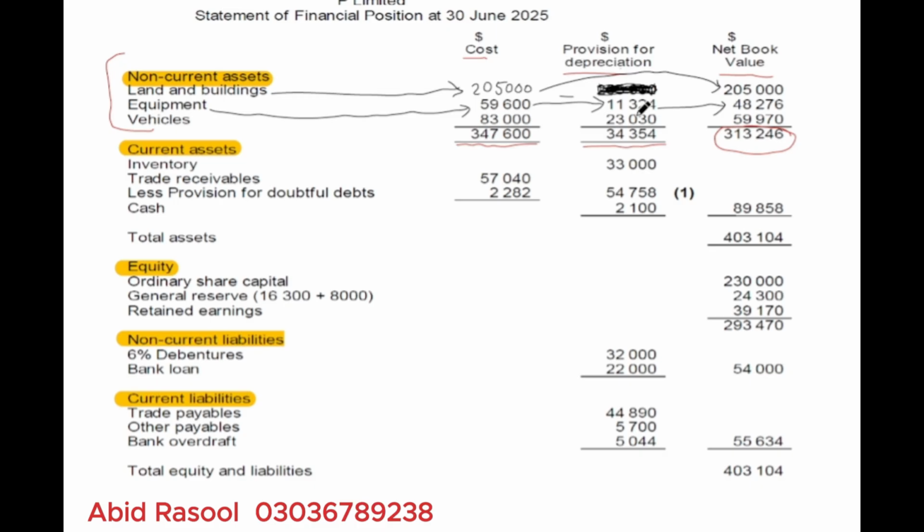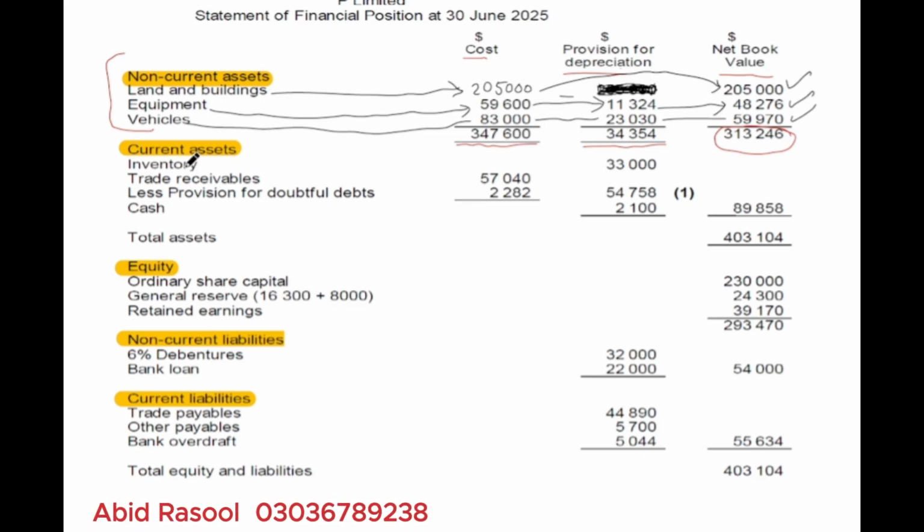It will be subtracted, and we will get its net book value. For the net book value, we have to subtract provision for depreciation or accumulated depreciation from the cost. Okay, and same for the vehicle, 83,000 minus 23,030. Okay, and we will get 59,970. And then we will add up this net book value column. These three figures will be totaled, and we will have the net book value of our non-current assets. Okay, and after doing the total of these two columns, you will make a line under these figures.